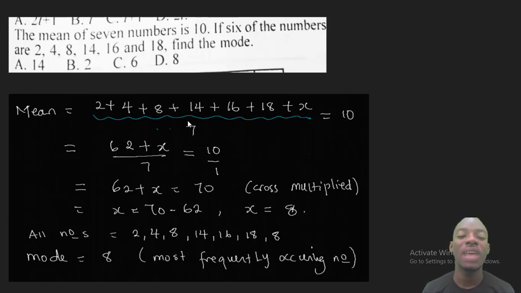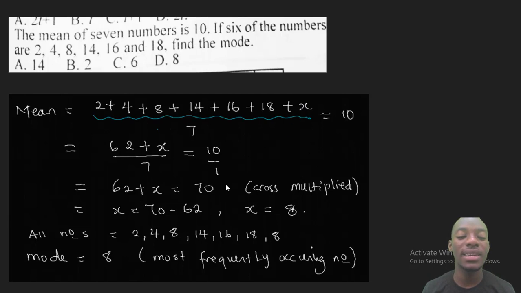If I add all the numbers together, it becomes 62 plus x over 7 equals 10. If I multiply, it gives me 62 plus x equals 70, because 7 times 10 is 70, okay? Now, you take the number over, and x is equal to 70 minus 62, x is equal to 8. So the last number I'm looking for is 8.